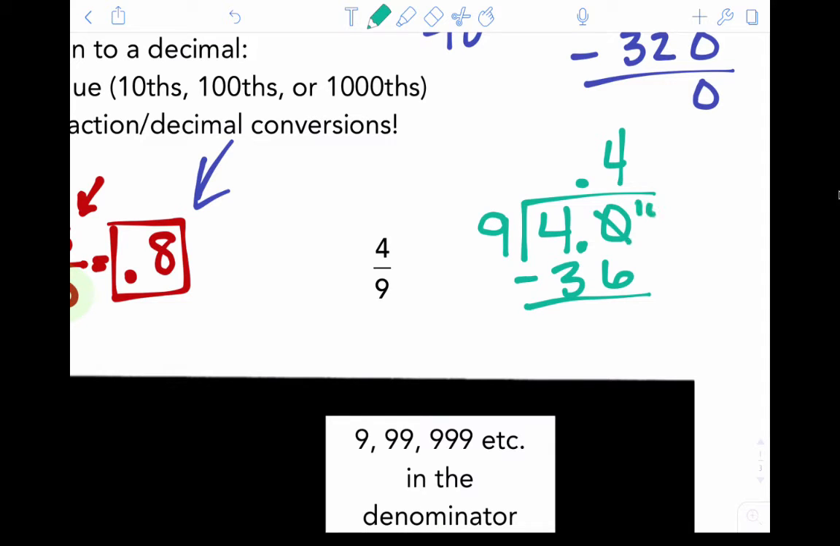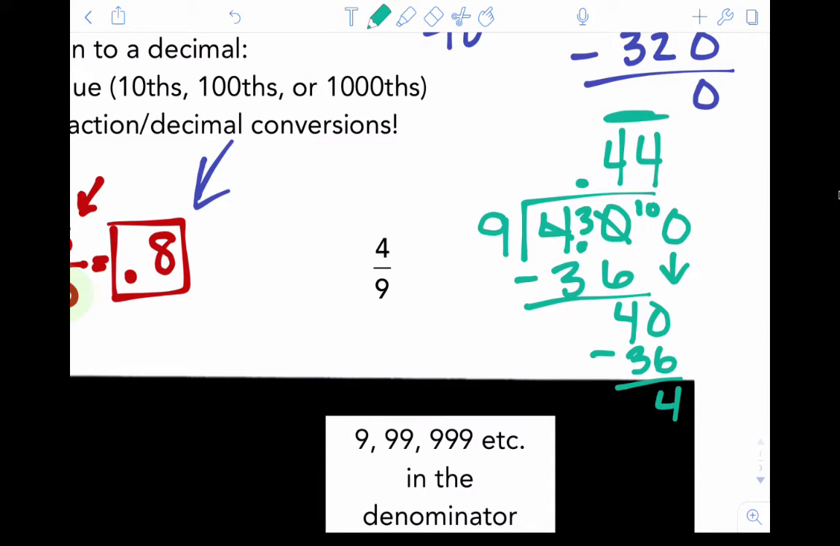When I subtract this, I get 4 left over, so I need to add a 0 and bring it down. Now I'm noticing that this is starting a pattern. 9 goes into 40 4 times, and this pattern is going to continue. So it's repeating. So 4/9 is the same thing as 0.4 repeating.